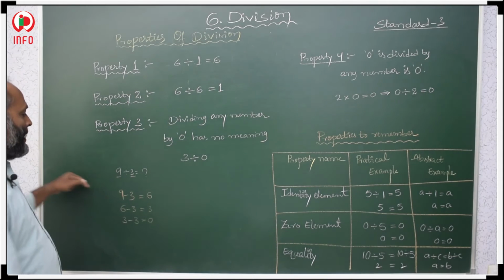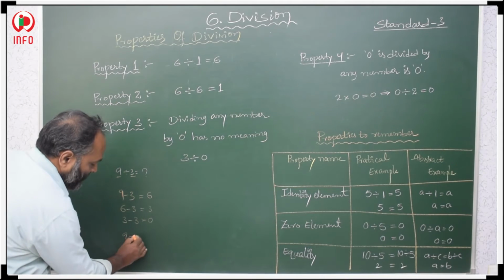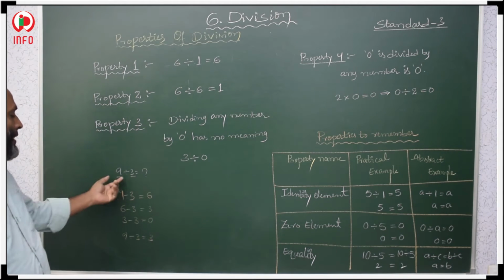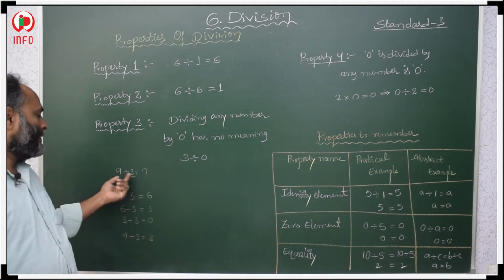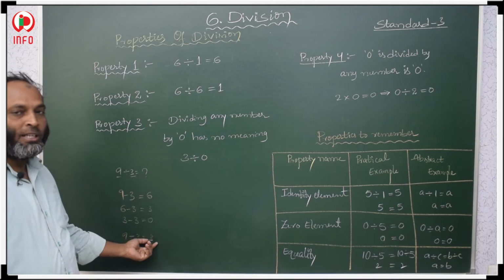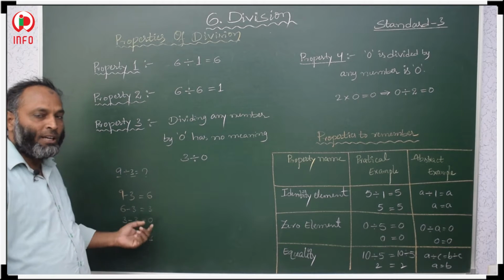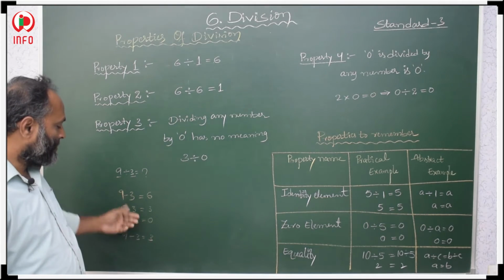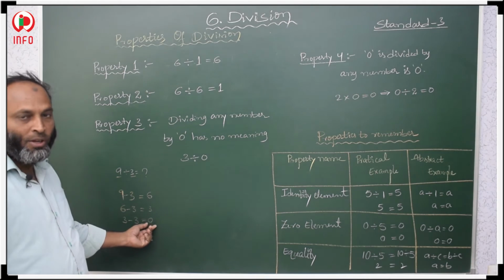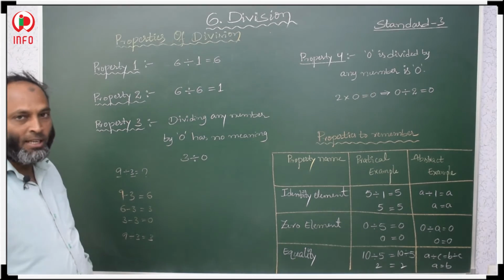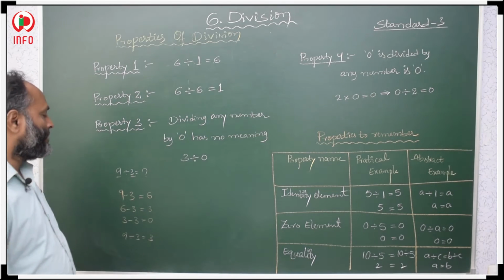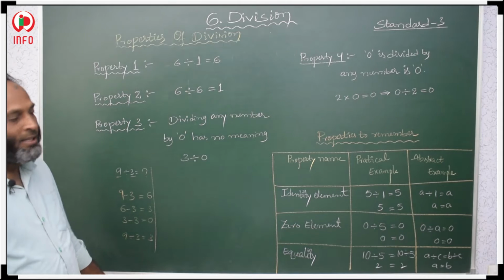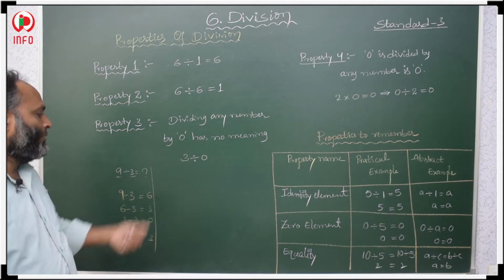So, when we divide 9 by 3, what is our quotient? The quotient is 3. Why is the quotient 3? Because after 3 steps we are getting the remainder 0. That is why our quotient is 3. So, like this, by doing repeated subtraction, we did our division. Here, if we follow the same method, then what happens?